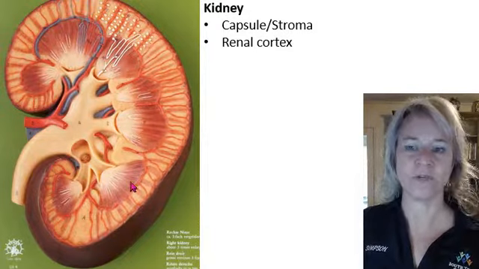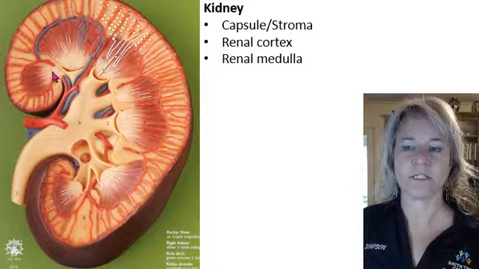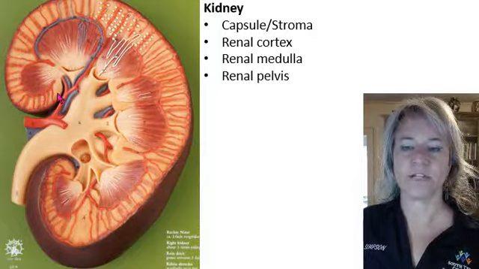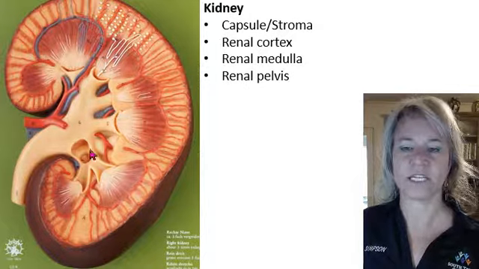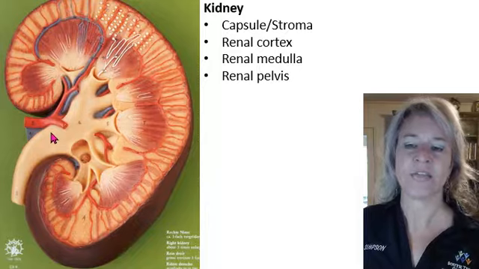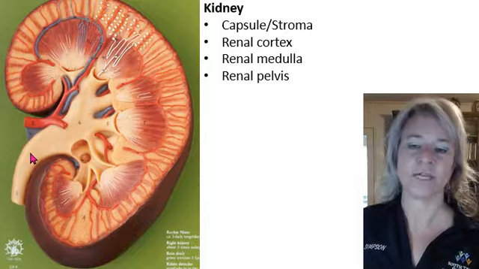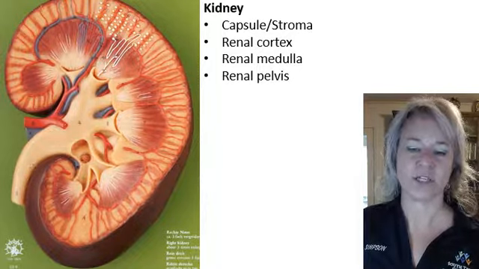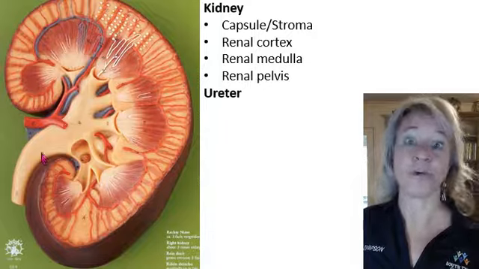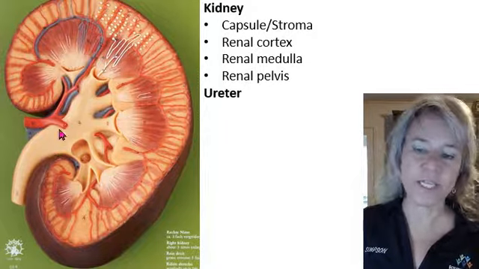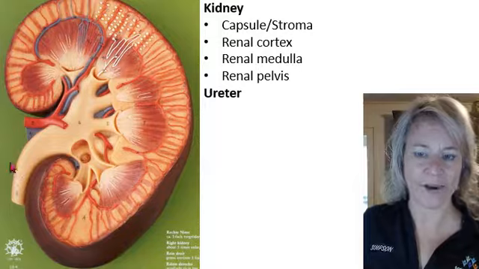All of this area right here on the inner part is the renal medulla. Then you have the renal pelvis, which collects all of the urine in here. And then the urine will flow down the ureter. The ureter takes the urine from the kidney to the urinary bladder.